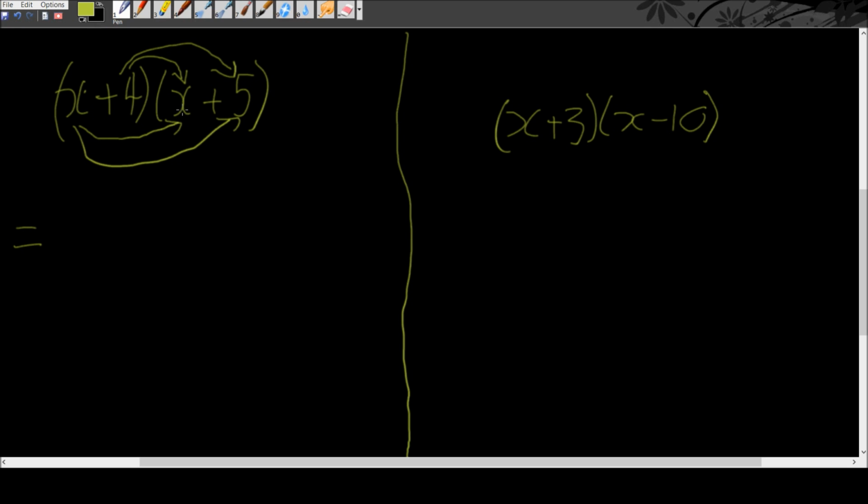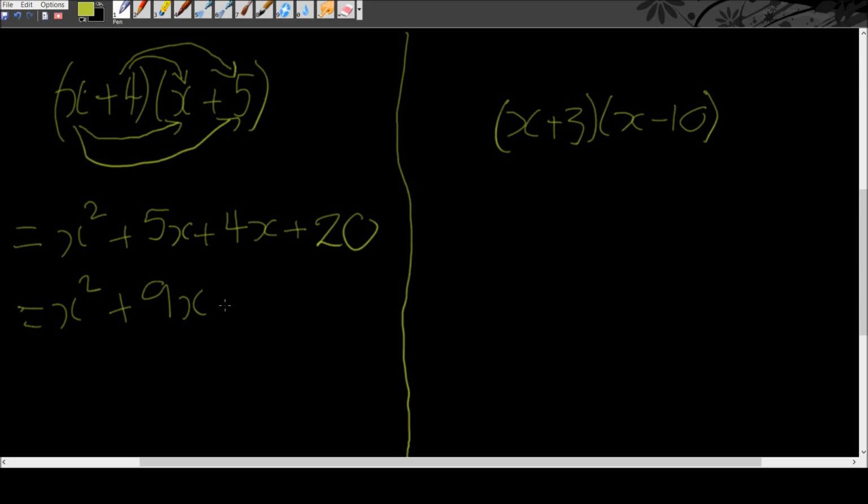So x times the x is going to give us x squared. X times the positive 5 is going to give us plus 5x. And then we move on to the 4 now. Positive 4 times x is going to give us a positive 4x. Positive 4 times the positive 5 is going to give us a positive 20. Now we can simplify it. So we've got x squared plus 5x plus 4x is going to give us 9x, and just a plus 20 at the end. Okay, lovely.